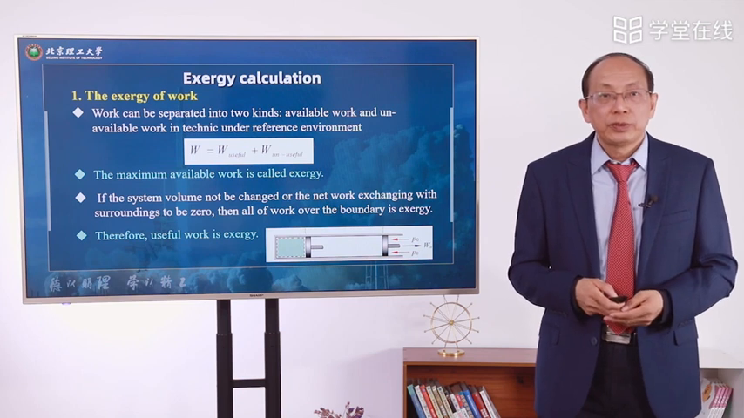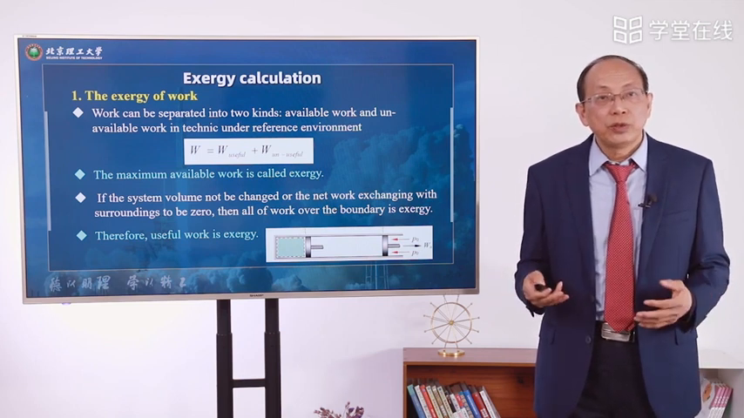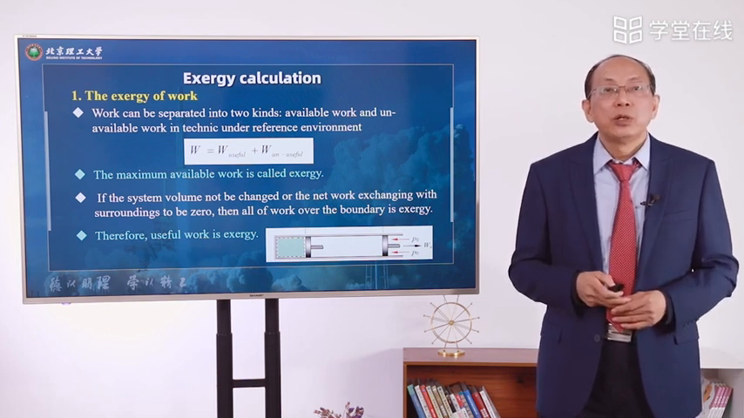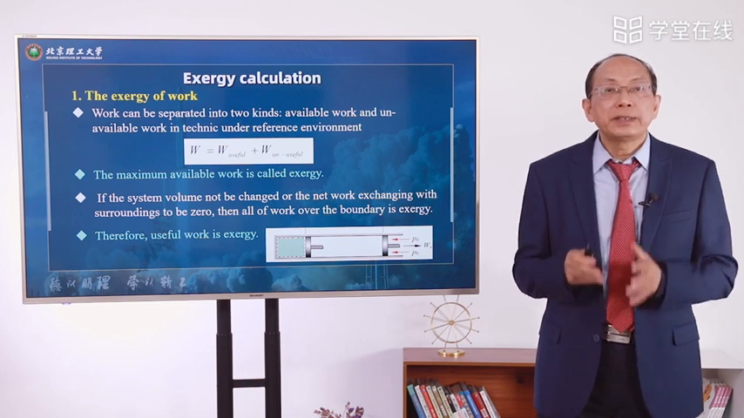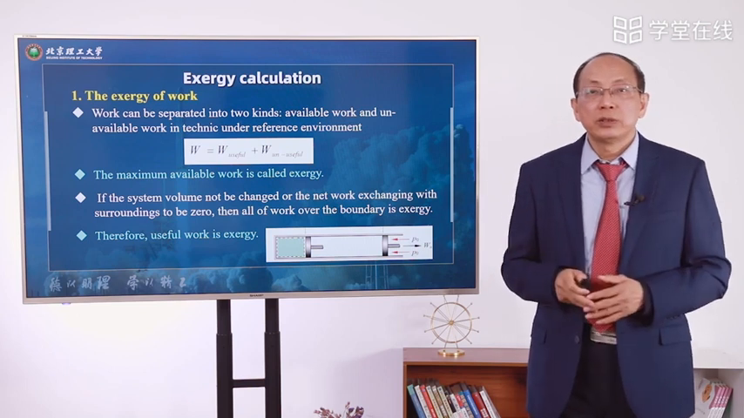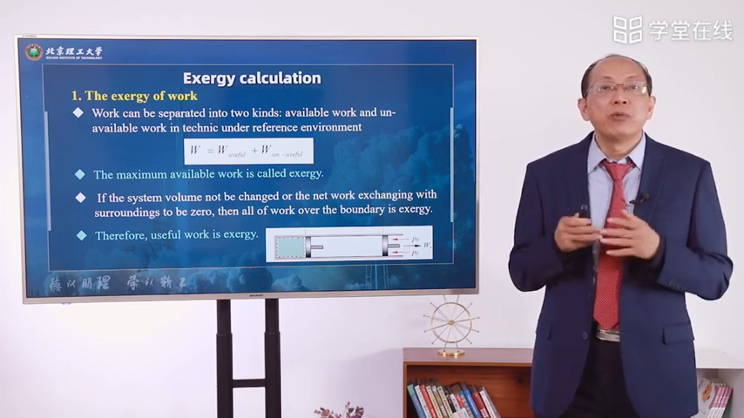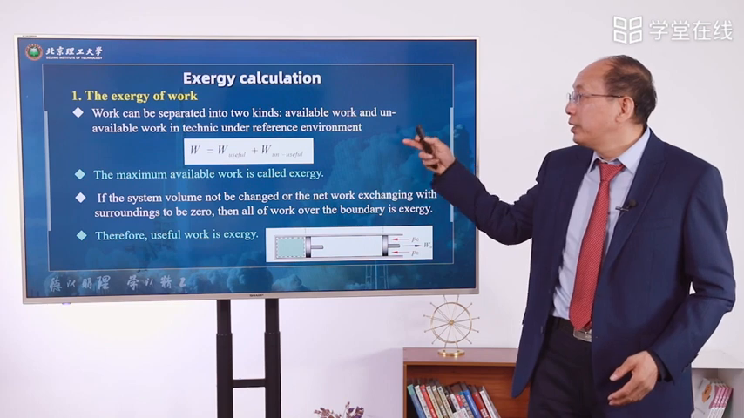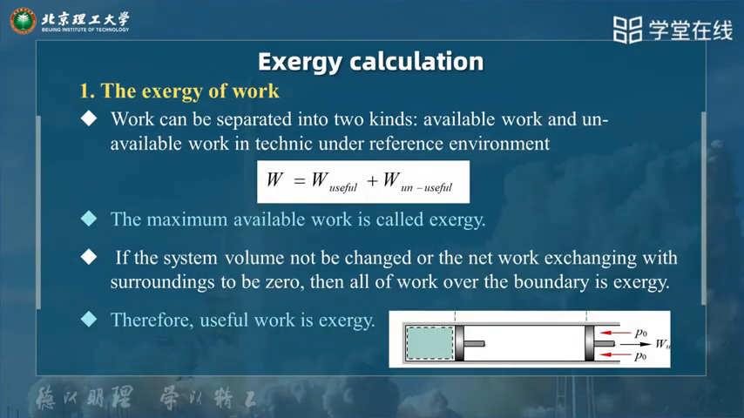Exergy calculation. How to calculate the exergy? Firstly, the exergy of work. Work can be separated into two kinds. The first is available work, the other is unavailable work. So for a practical system, the work equals W useful plus W unuseful. The two parts together are the practical work.